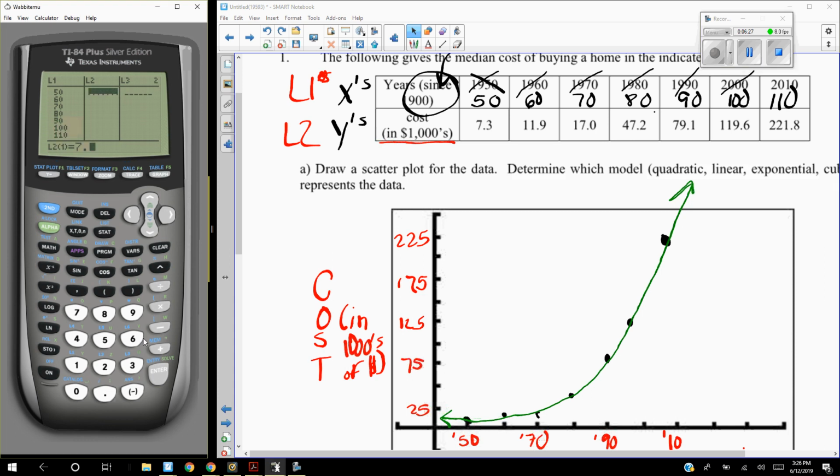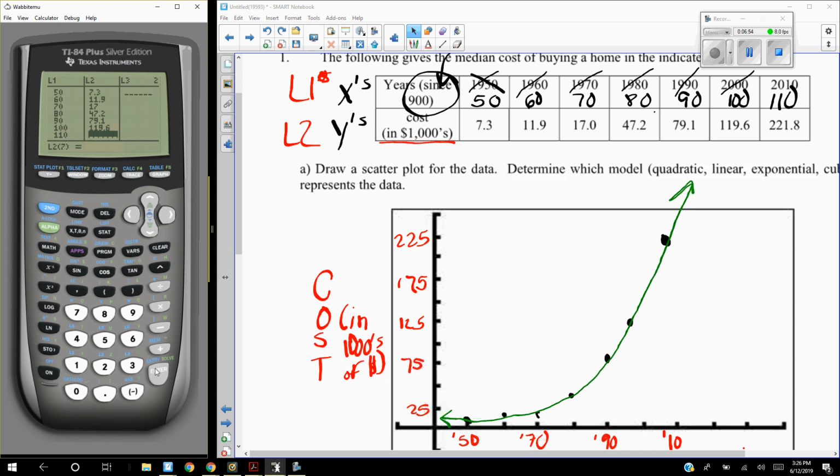And then the Y values go in L2. If you do not have a TI calculator, you can still do this on different calculators, like Casios. If you have a Casio or even an Inspire, you probably can still do these steps, but the buttons that you press are going to be different. So you'll have to look for a different tutorial online to help you out with that.